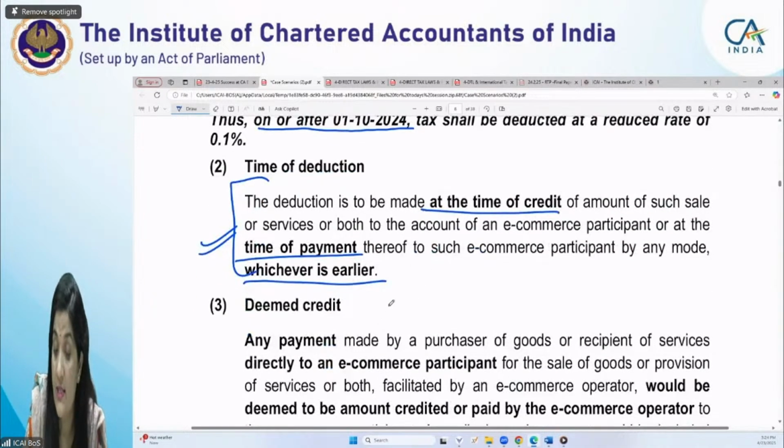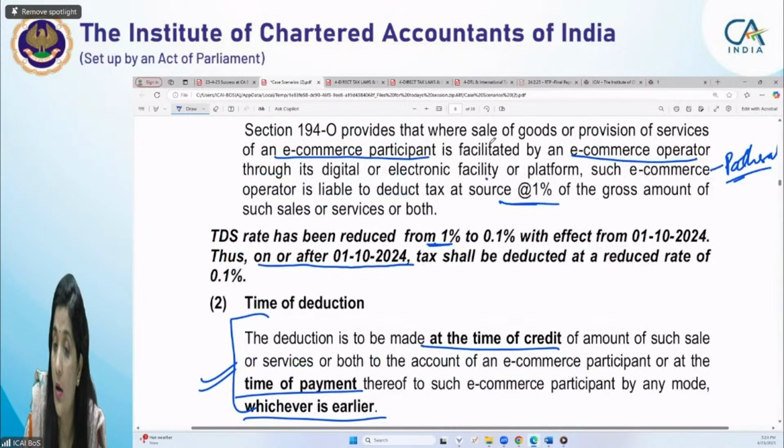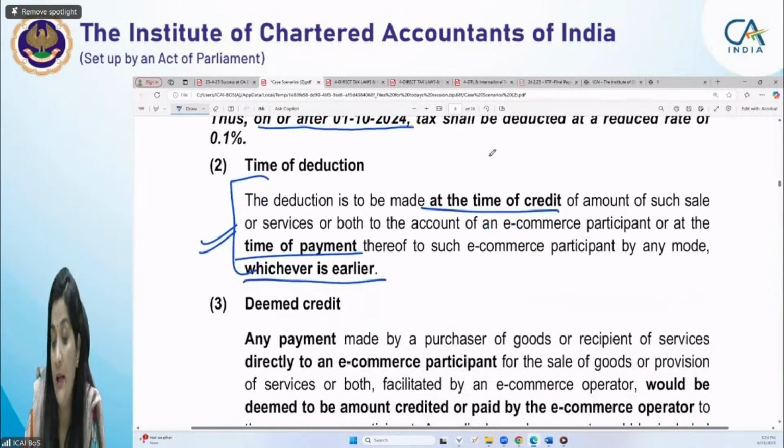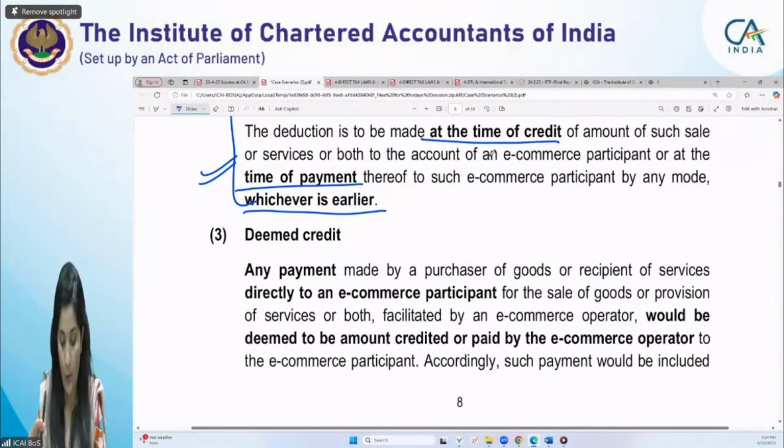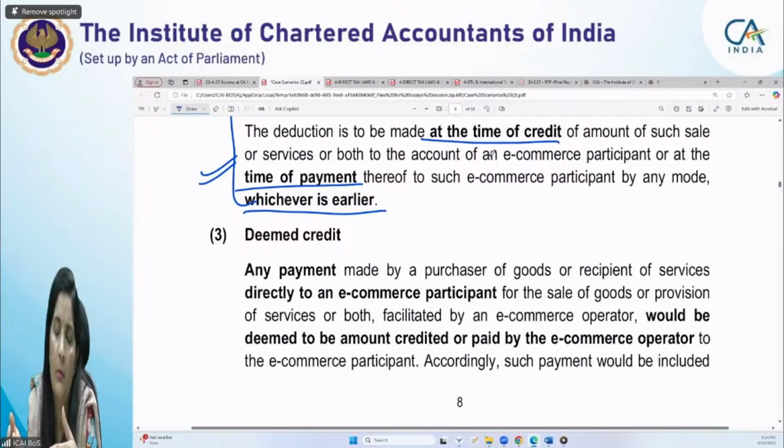Here is one more concept. TDS has to be deducted whatever the facilities they are providing, and whatever the payments they are making, directly or indirectly. For example, I have provided some services on an electronic e-commerce platform, but some of the participants are my own. I tell them to take the classes, but they make direct payment to me. That direct payment also falls within the purview of the amount on which the e-commerce operator is required to deduct TDS. You include it in the calculation. So that is called deemed credit.